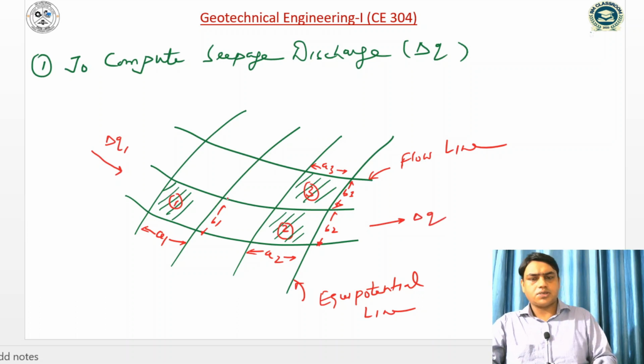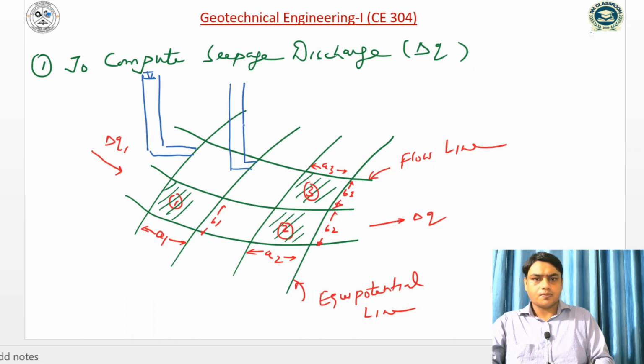This is also delta Q. So 1, 2, 3 are the flow fields, and if I measure the head, let us assume this is the level of water. Similarly, at this point, this is the level of water, and the change in head is delta H. Similarly, if I measure here, it is also delta H.